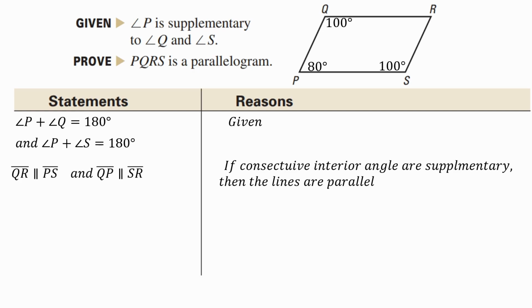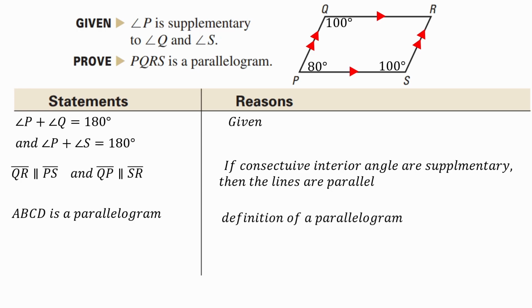That is just from chapter 2, where we know that for parallel lines, the consecutive interior angles are supplementary. So line QR is parallel to PS, and QP is parallel to SR. I show that with the two red arrows. So I have two pairs of parallel lines, and that's all I need. So I can just say PQRS is a parallelogram, just based on its definition.